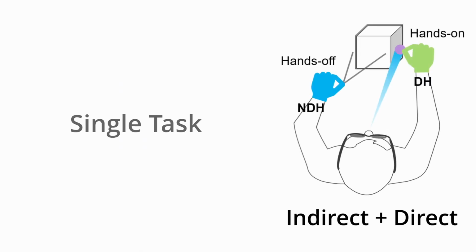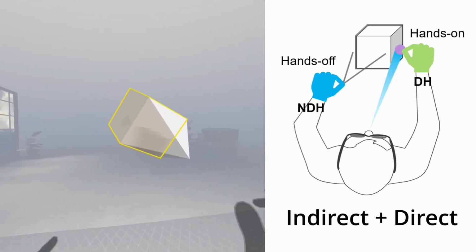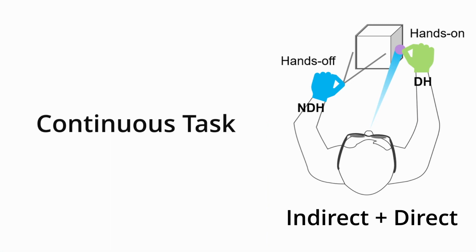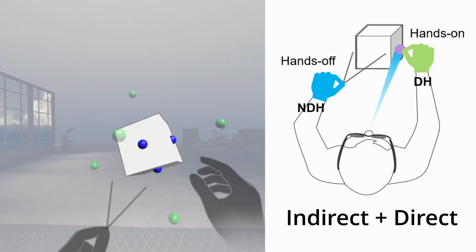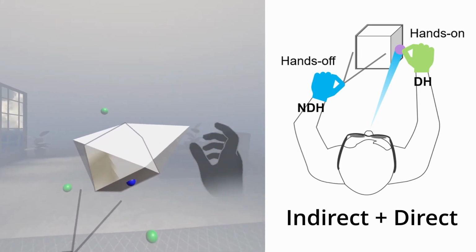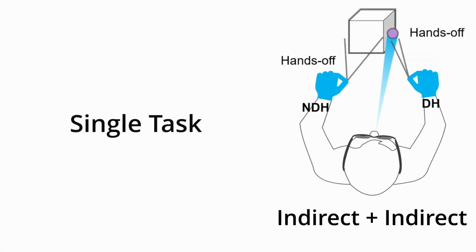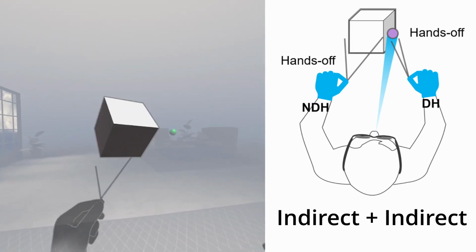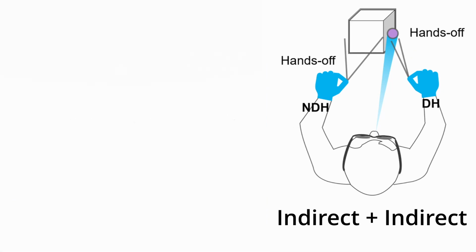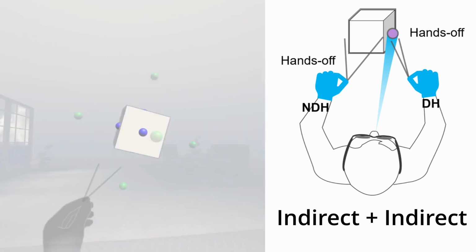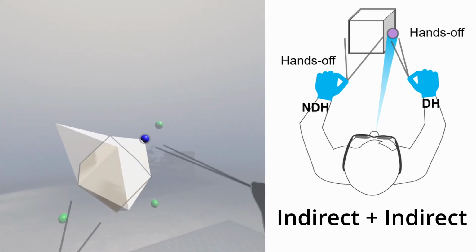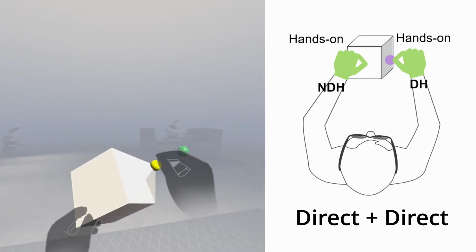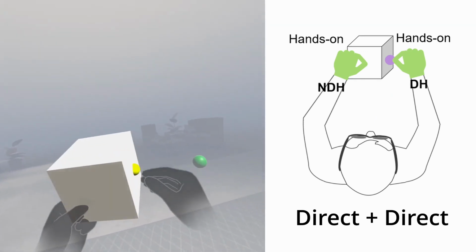In the indirect plus direct mode, input by the non-dominant hand is indirect and input by the dominant hand is direct. In the indirect plus indirect mode, input by both the non-dominant hand and the dominant hand is indirect. In the baseline direct plus direct mode, input by both the non-dominant hand and the dominant hand is direct.